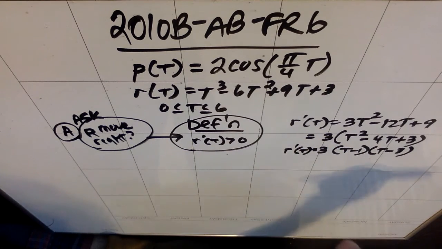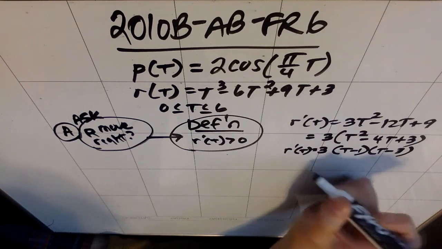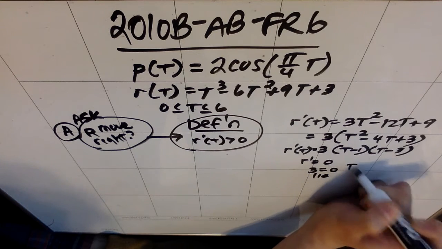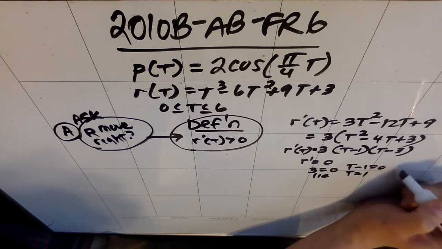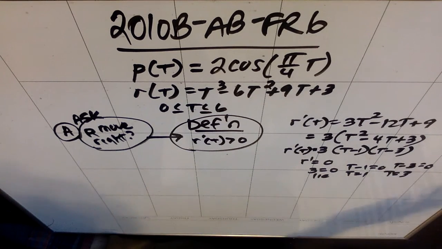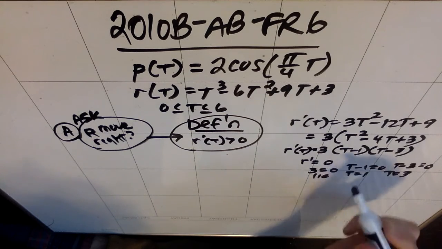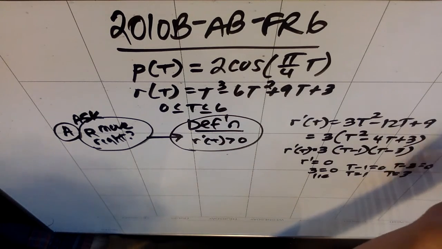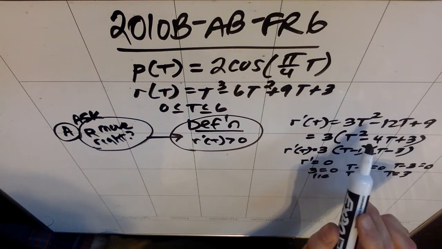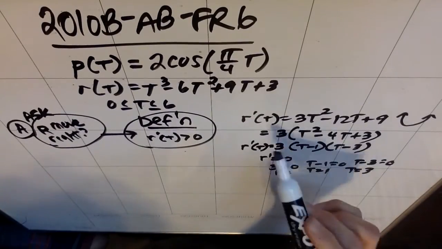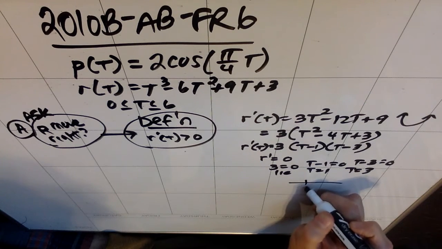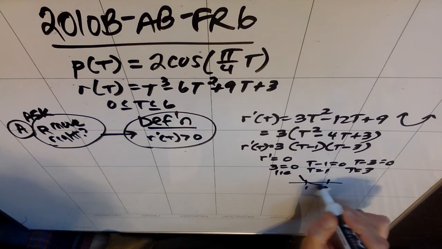So I need to find those values where R prime is 0. So R prime equals 0 either when 3 equals 0, which is a lie, or when t minus 1 is 0, so that's at t is 1, or when t minus 3 is 0, which is when t is 3. Now, there's two easy ways to do this. You can either make a full-on sign chart, or you can recognize that R prime is a parabola that opens upward, right? It's a smile, because it's a t squared, which makes it a quadratic, and the positive 3 in front makes it a smile. So if you know that it has zeros at 1 and 3, it looks like this.